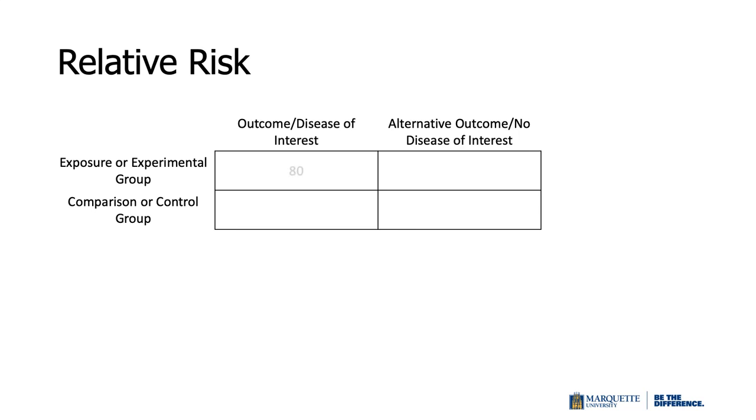Let's say that 80 patients who were exposed developed the disease of interest, and also from the exposed group, 920 did not develop the disease, for a total of 1,000 patients who were exposed. Likewise, in the comparison group, we have 420 who did develop the disease, even though they weren't exposed, and 8,580 who did not develop the disease, for a total of 9,000.